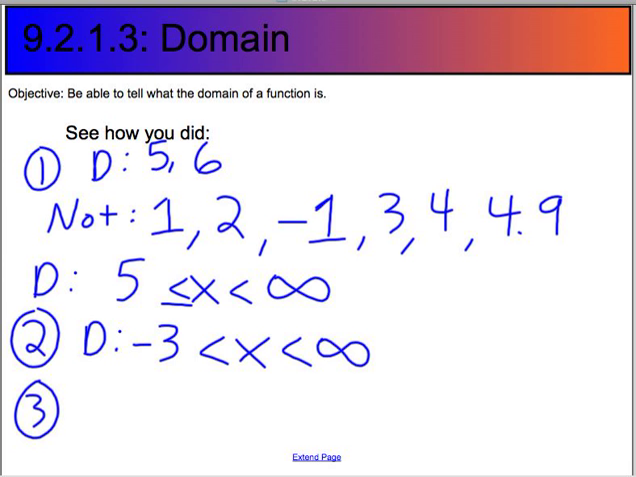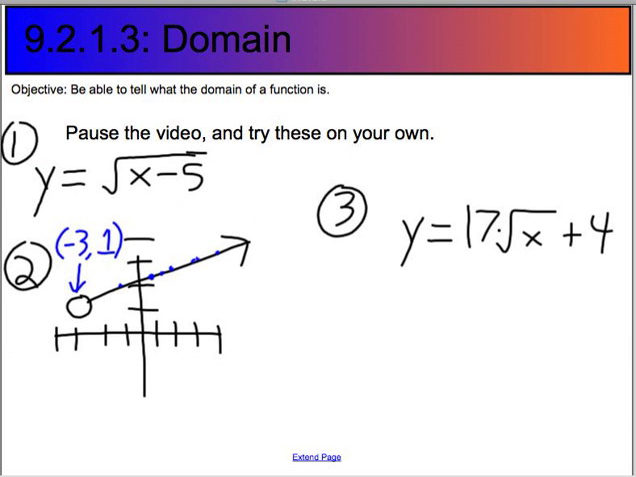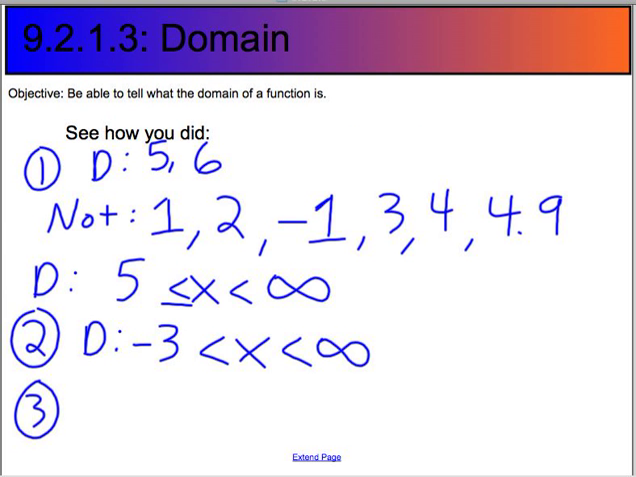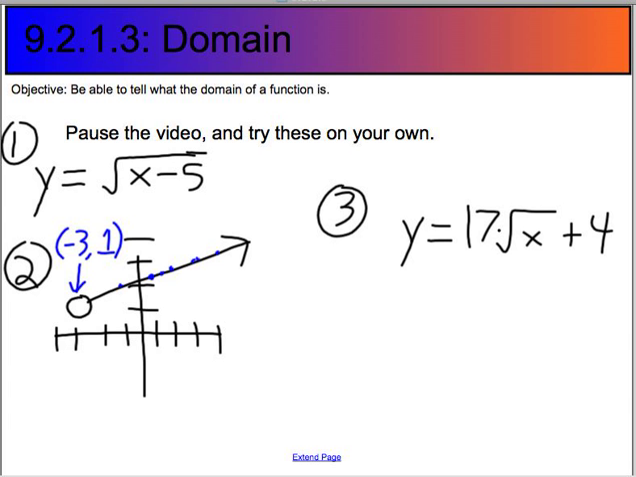All right, let's look at the third one. Third one was another equation. So think about, okay, what can I put in to that? And again, I'm going to skip the list, but if you tried 1, it worked. Try an input 1 at 17 times the square root of 1 plus 4. You do square roots because they're the same thing as exponents first. Square root of 1 is 1. 17 times 1 is 17, and then plus 4 is 21. So that's fine. 1 works.